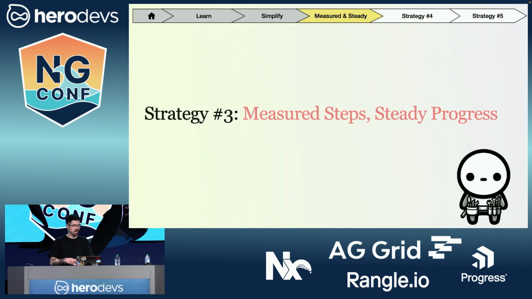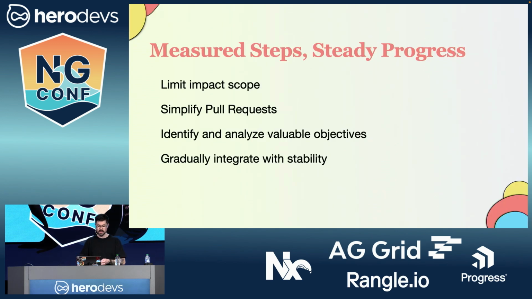Strategy number 3 is to take measured steps and have steady progress. So it's not really just about making incremental changes, although that's great, but it's also about making those changes thoughtfully and consistently over time. Some of these strategies might be to start by focusing on small, isolated sections of your application. This way you could really gauge the effects of some new feature without risking the stability of your entire application.